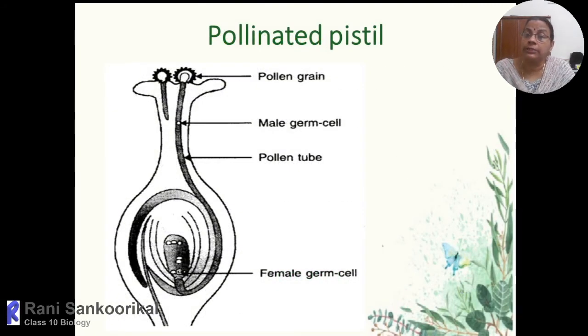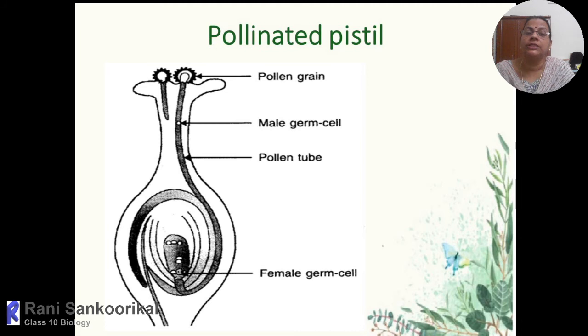The zygote later divides into many cells, and finally it will develop into an embryo. The embryo is present, or will be formed, within the ovule. The ovule will develop into seed, and the ovary will develop into fruit. And we have to learn the diagram of the pollinated pistil.